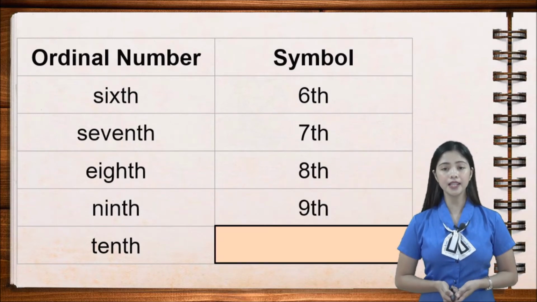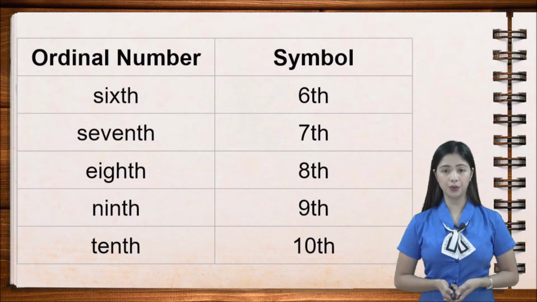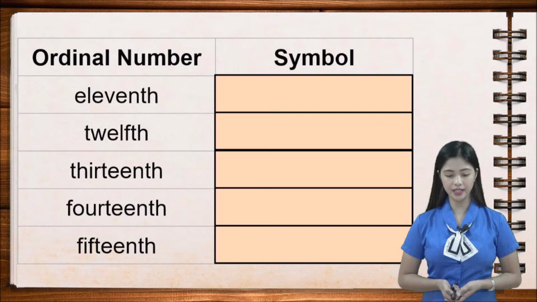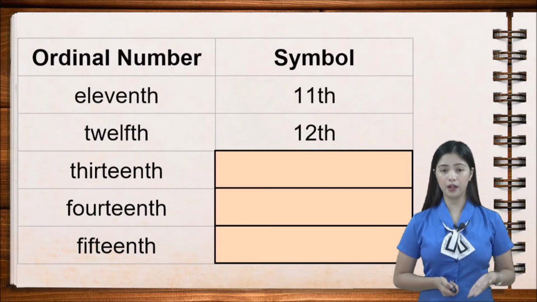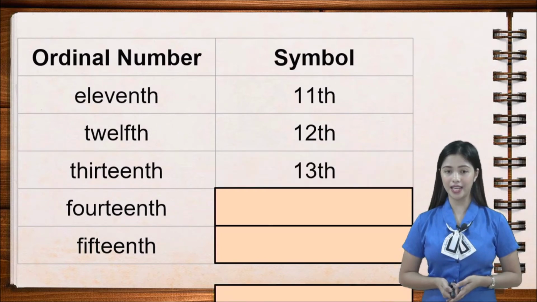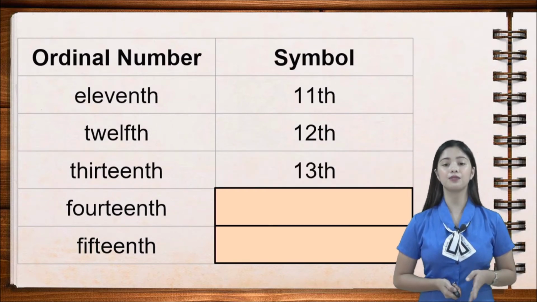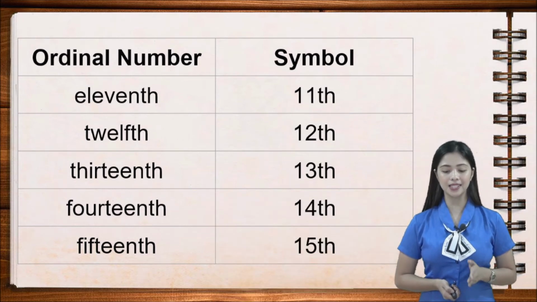And for 10th, we have 10 and TH. And so on, such as 11, just the same, write 11 and TH. 12th, TH. 13th, 13 plus TH. 14th, 14 plus TH. 15th, 15 plus TH.